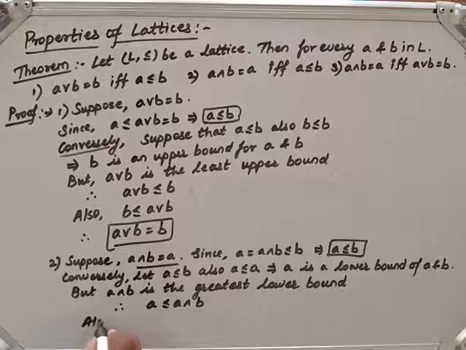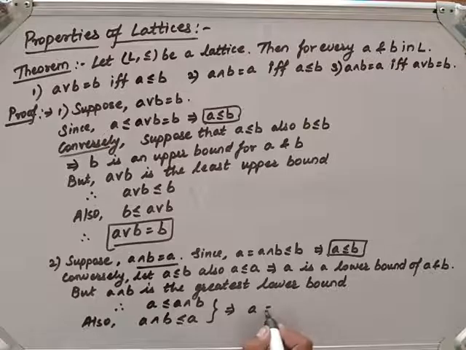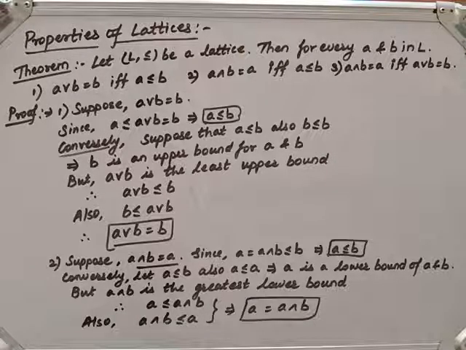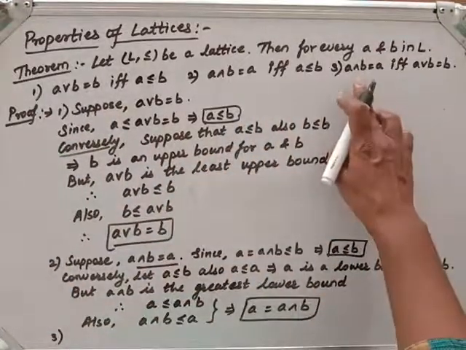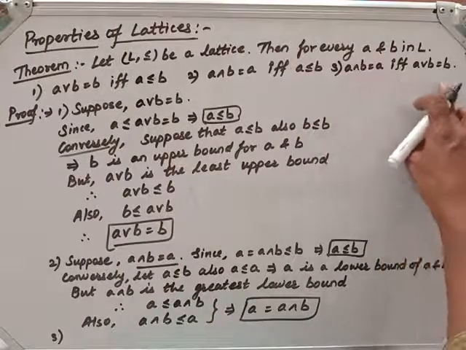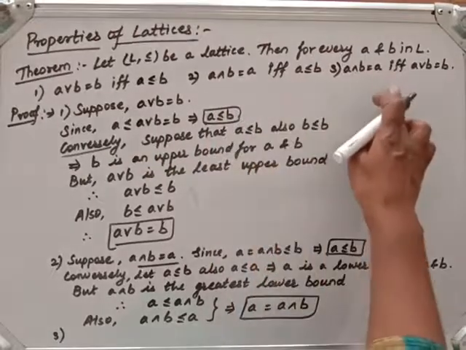Also, A meet B related to A. So, from these two, what can we say? A is equal to A meet B. Fine. Now, the proof of the third one, from 1 and 2, we can easily say 3. Look at here. A meet B is equal to A if and only if A join B is equal to B. Using 1 and 2, we can say that.